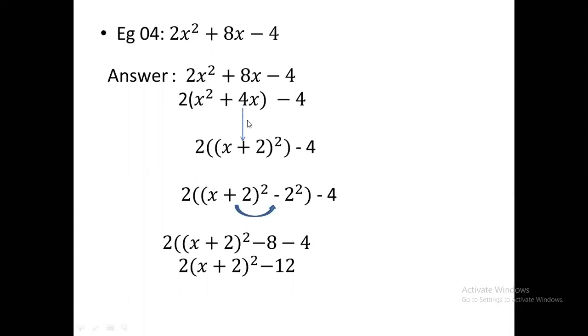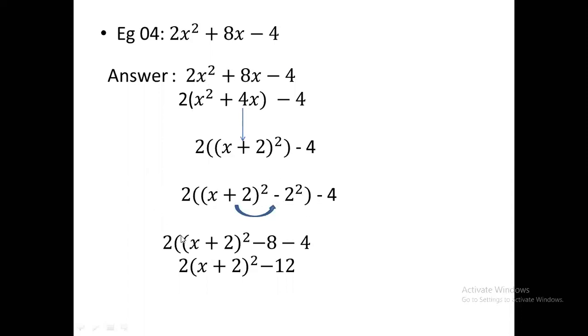Then you can take half of 4, which is plus 2. This is (x plus 2) whole thing squared times 2. Write this minus 4 totally outside. Then take the square of that number, 2 squared, and write it with the minus. Then what do you get? Then you get 2 times (x plus 2) whole thing squared minus 4.